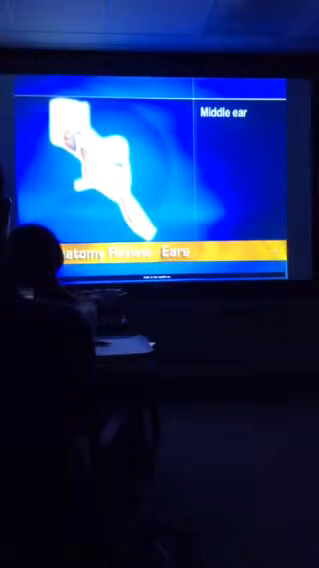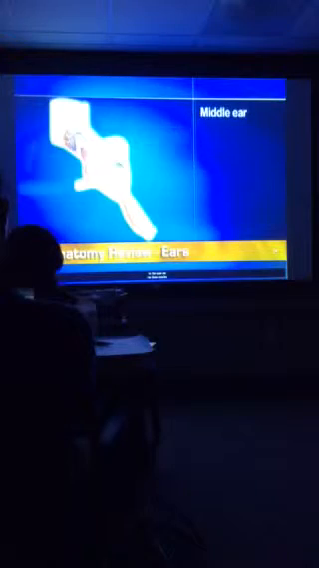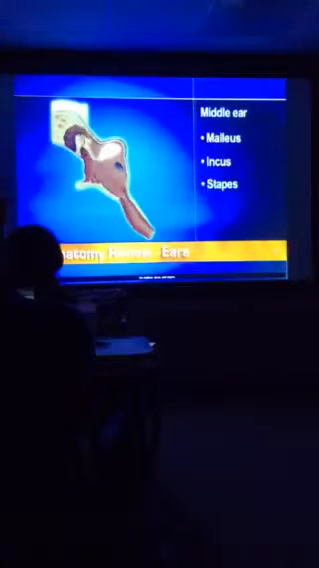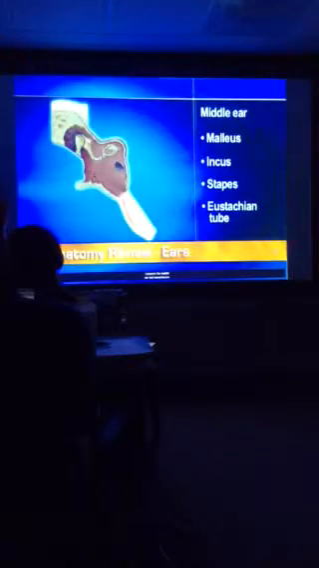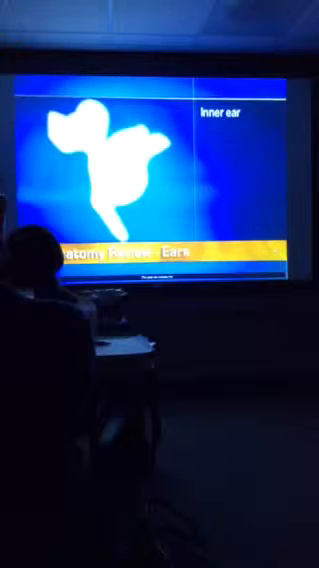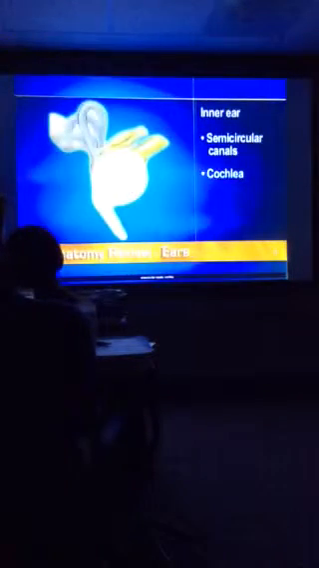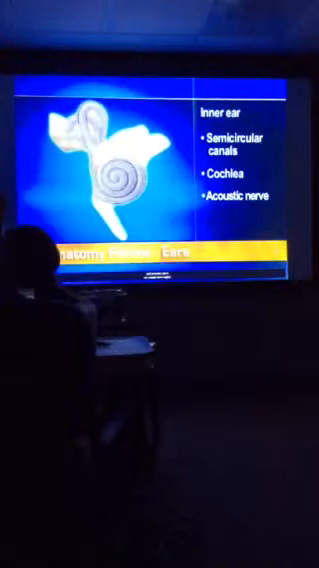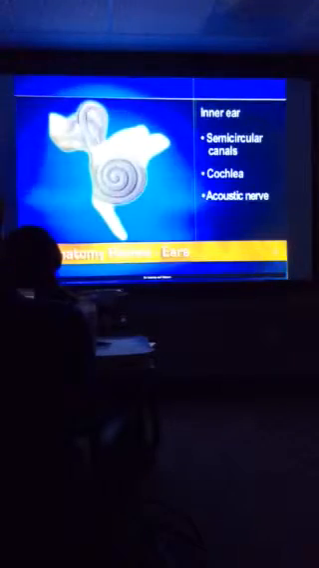quadrant. The tympanic membrane leads to the middle ear, which conducts sound to the inner ear via 3 ossicles, the malleus, incus, and stapes. The eustachian tube connects the middle ear and nasopharynx. The inner ear contains the semicircular canals, cochlea, and acoustic nerve, or cranial nerve 8. These structures hold the sensory organs for hearing and balance.